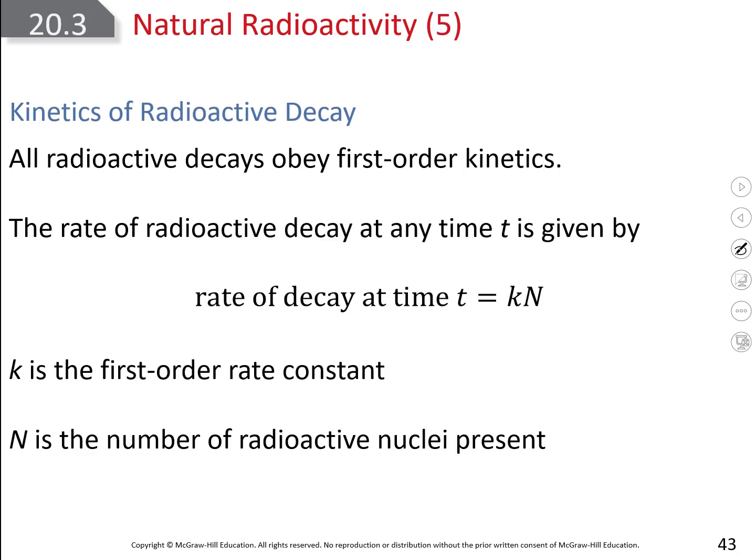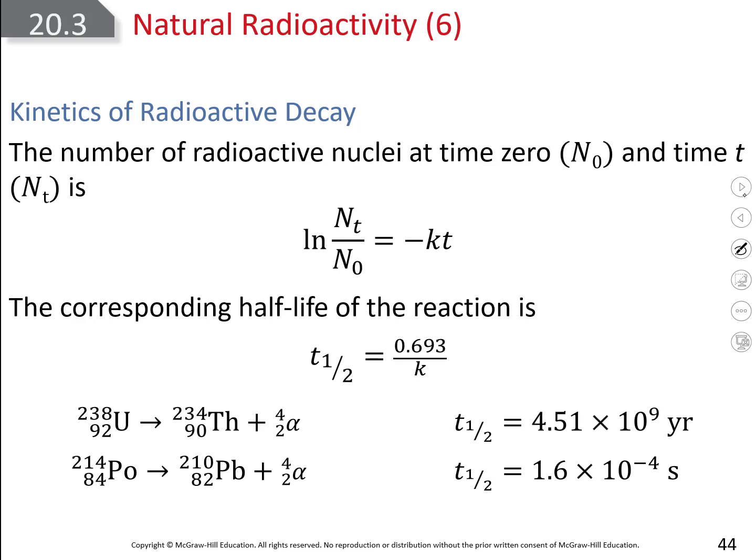These undergo first order kinetics, which we learned about back in chapter 14, first order, second order, third order, etc. We're going to do first order. That's what radioactive decay follows. So the rate of decay at any time t is going to be given by k, little k, your rate law constant, times N, where N is the number of radioactive nuclei present, or how many of them you have. So by integrating it, we end up here. This is the integrated first order rate law. So that equation is straight out of chapter 14.